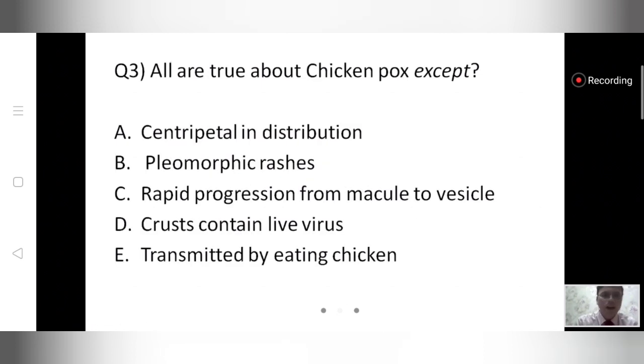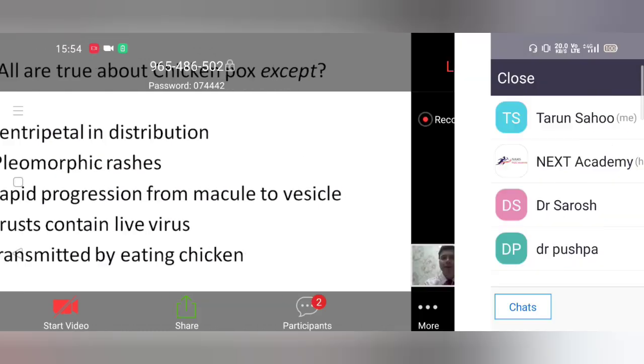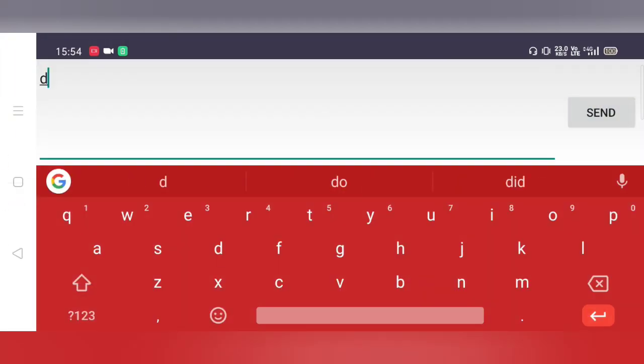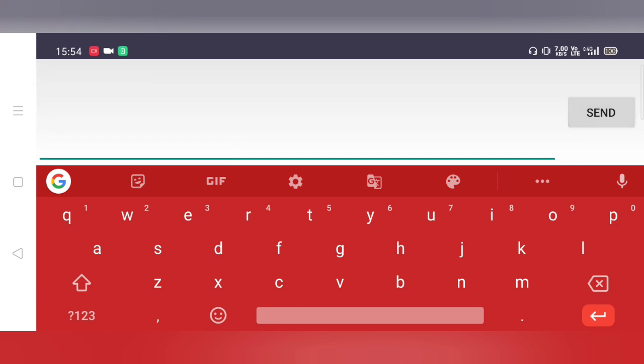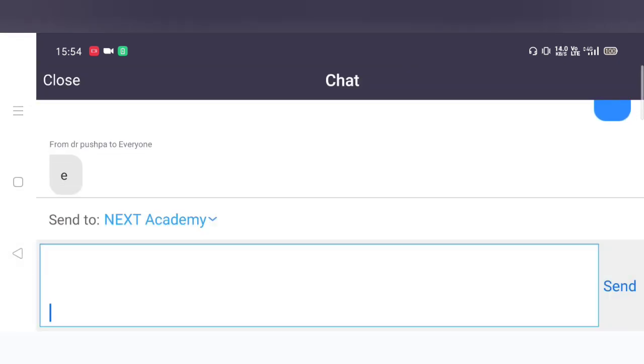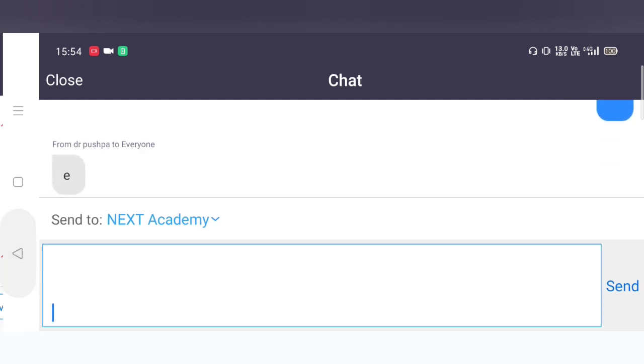Two more questions. Okay, let's see who answers first. All are true about chickenpox except: centripetal distribution, pleomorphic rash, rapid progression from macule to vesicle, crust contains live virus, transmitted by eating chicken. There can be multiple answers also, let me tell you. Anyone? Okay, let me give you the answer then. The answer is, now it is centripetal. Okay, I got an answer. Pushpa says E. Yes, it is not transmitted by eating chicken. Very good. There's one more wrong answer in the slide. Who can point out that?